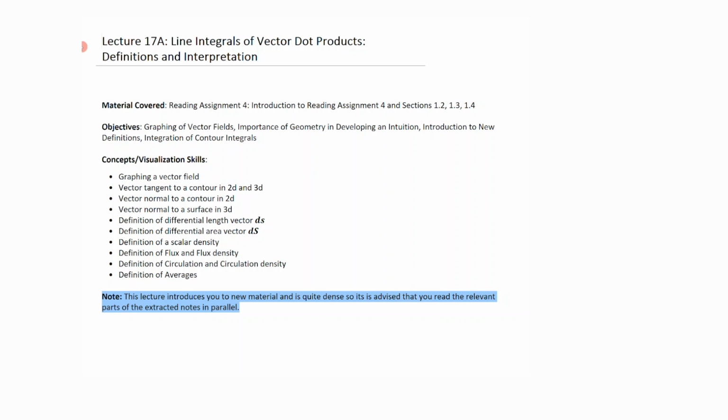Flux density will be a vector, whereas a scalar density will be a scalar. The definition of circulation and circulation density. Circulation density will also have a vector format. And then definitions of averages. Note, this lecture introduces you now to new material, and it's quite dense, so it is advised that you read the relevant parts of the extracted notes in parallel.